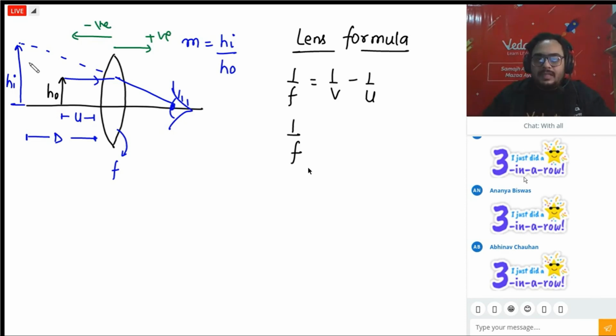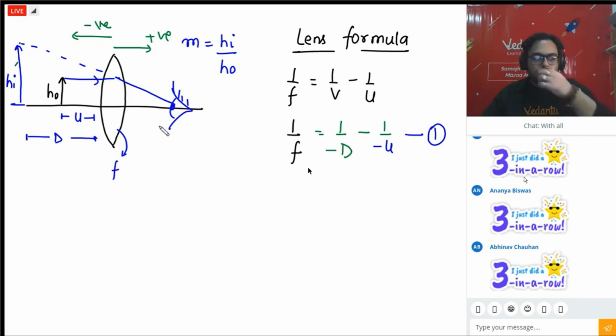Now this is your image. The image is formed at a distance d. So is d positive or negative? Tell me. I have drawn the direction also. It is negative, so I will simply say minus 1 by d minus 1 by u. The distance that I have taken is u. Is it positive or negative? It is again negative, so minus u. This is your first equation. Are you getting my point?